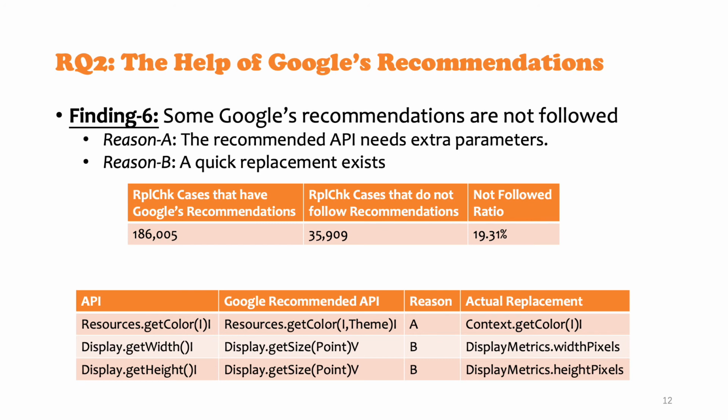For those incompatible API invocations that are not replaced in the recommended way by Google, we further investigate the underlying causes. Overall, we observe 2 main reasons that cause developers to handle compatibility issues in a different way. Reason A is that the recommended API needs extra parameters. For example, in line 1 of the second table, the Google recommended API needs a new parameter, theme. Reason B is that a quick replacement exists. For example, in lines 2 and 3 of the second table, static fields can be used to replace the incompatible API.